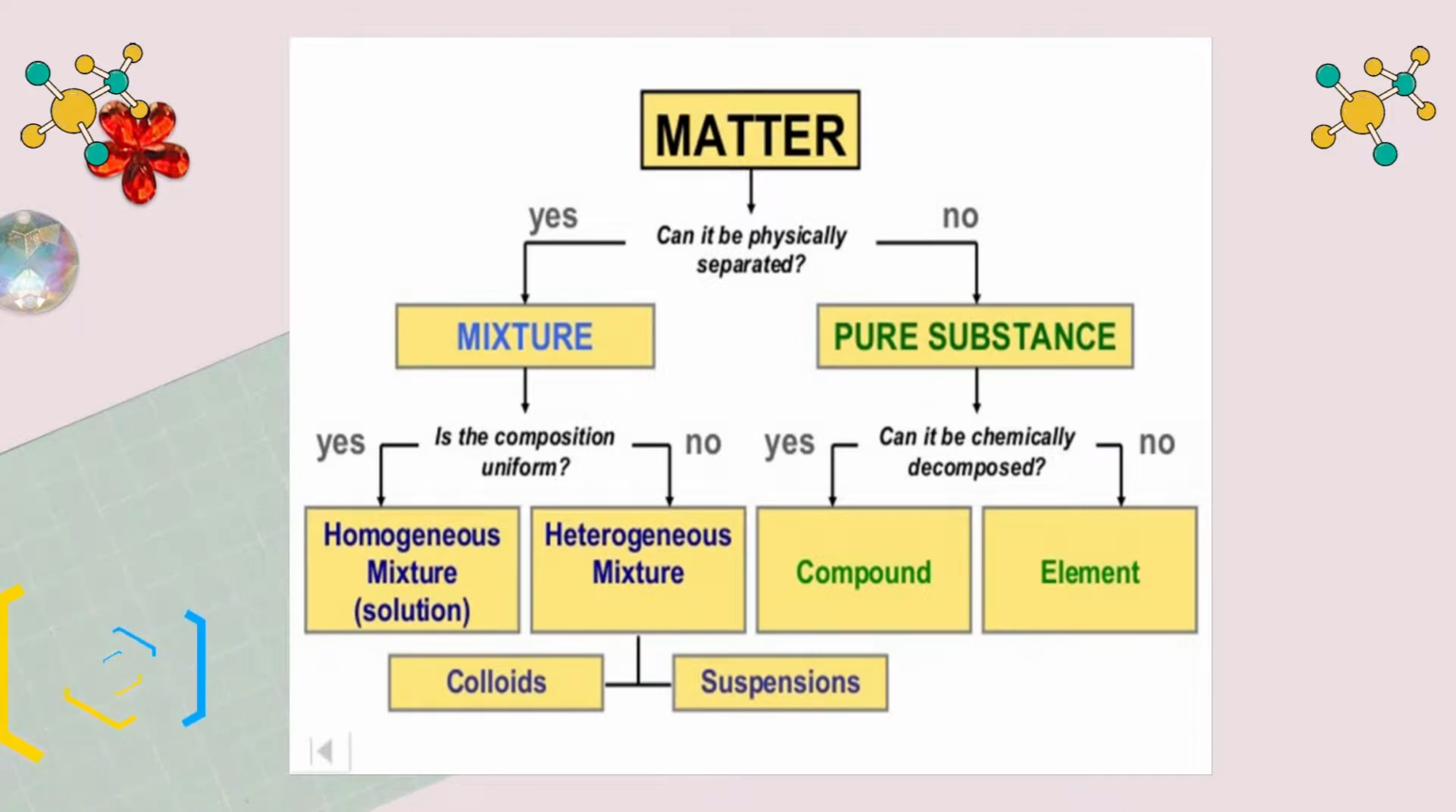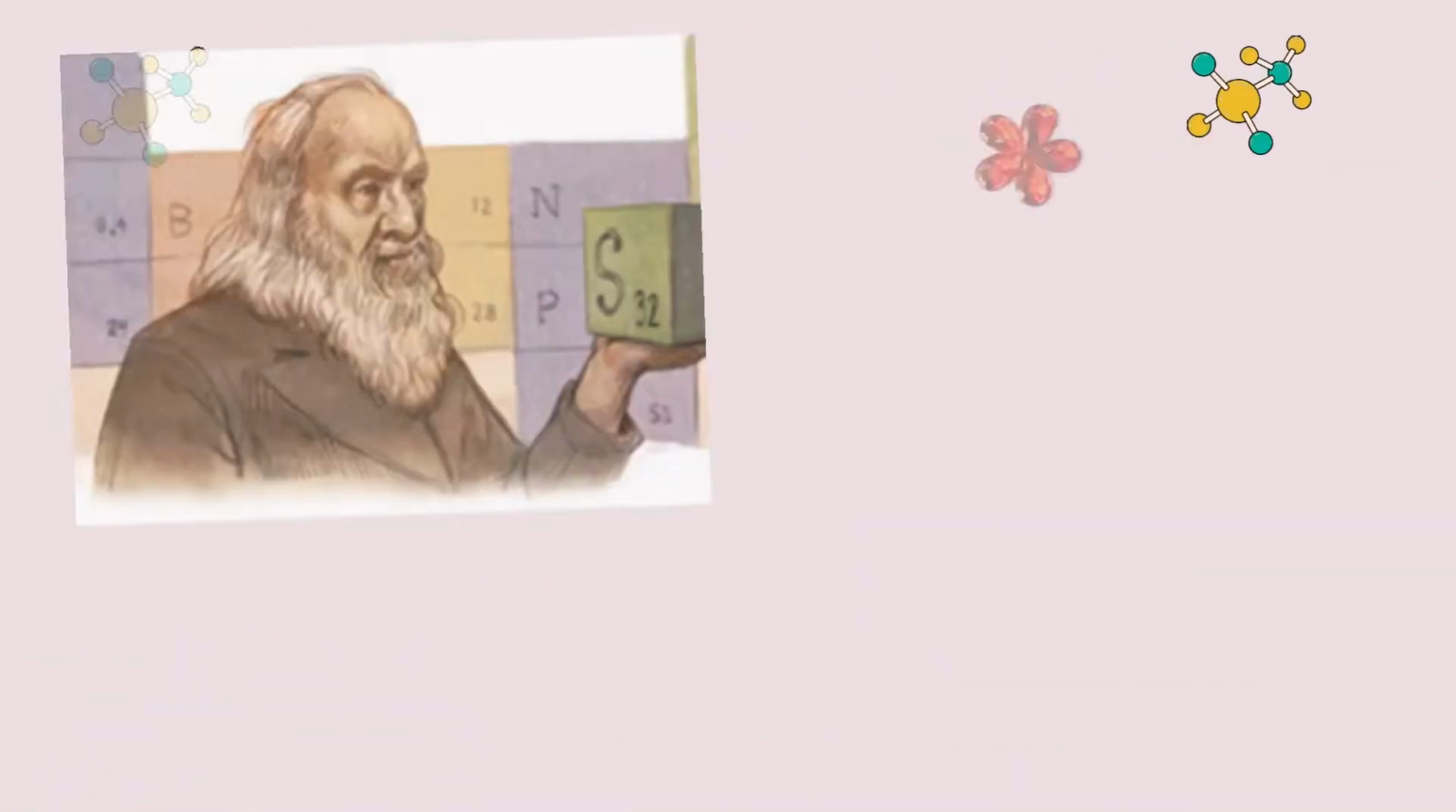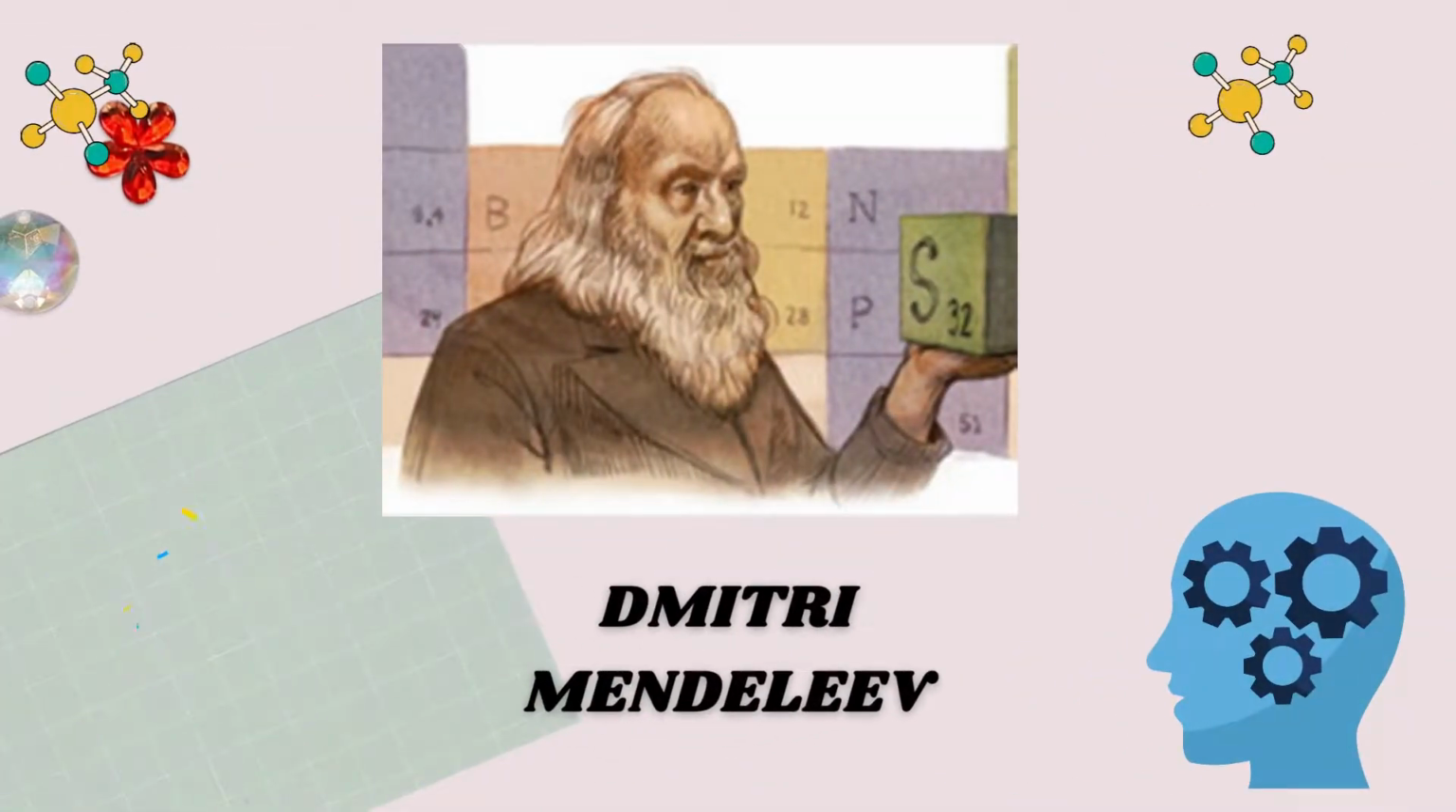The simplest form of matter, which can no longer be divided, is called element. While compounds are made up of elements, it is a combination of two or more kinds of atoms which can be separated using chemical processes. In 1869, Russian chemist Dmitry Mendeleev created the framework that became the modern periodic table, leaving gaps for elements that were yet to be discovered.